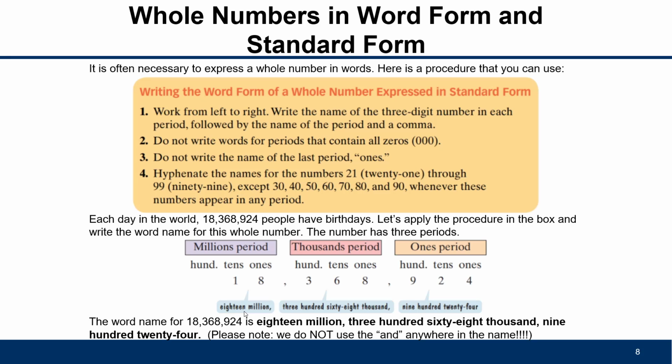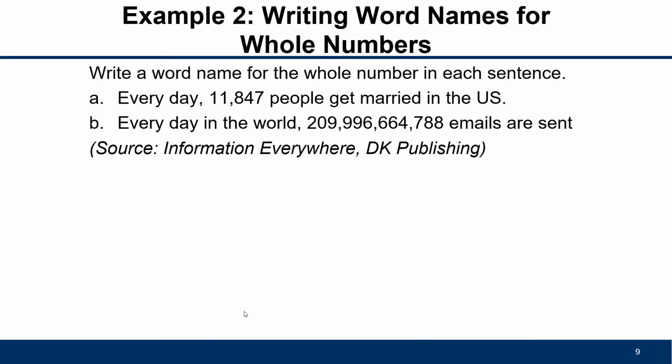18,368,924. Please pay attention that we never use the word "and" anywhere in the name. "And" is only used when you have a decimal. So don't put "and" in your whole number words. All right, here's another example.